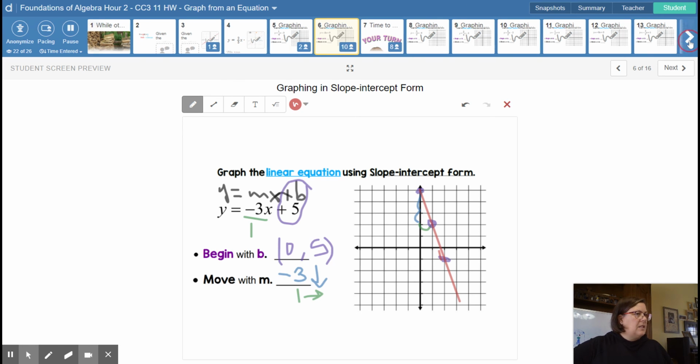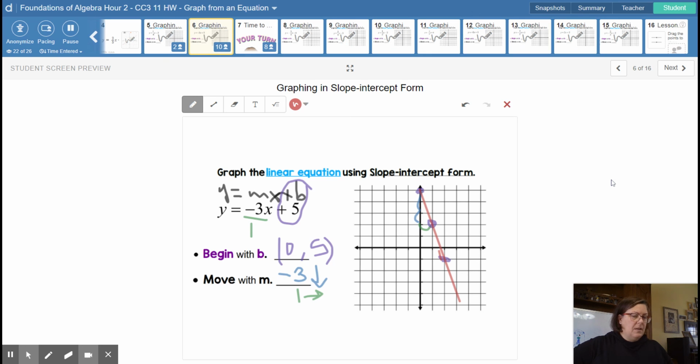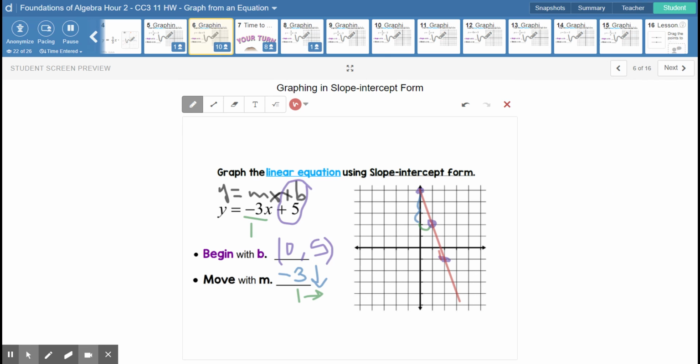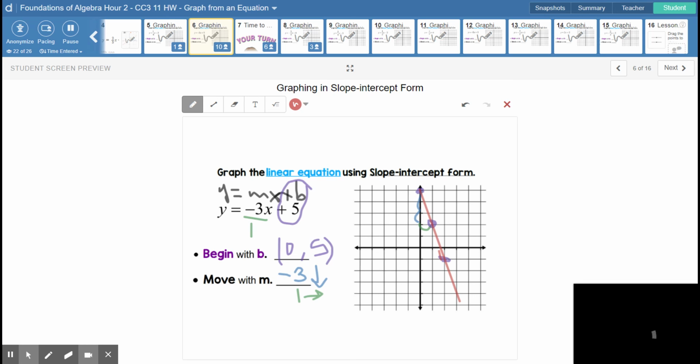The rest of this activity is all the same idea. Graph the y-intercept, use the slope to get to your next point, and then graph at least one more point, if not 2. And then draw the line.